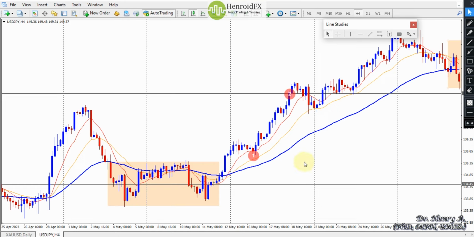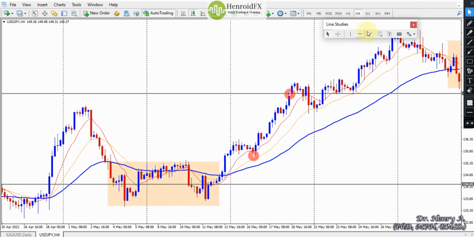Now on the other hand, you just need to ensure that you take a look at your moving averages. Your moving averages give you a clear point where you can notice when the trend is becoming weak.